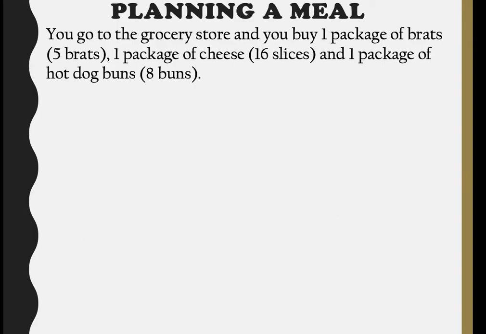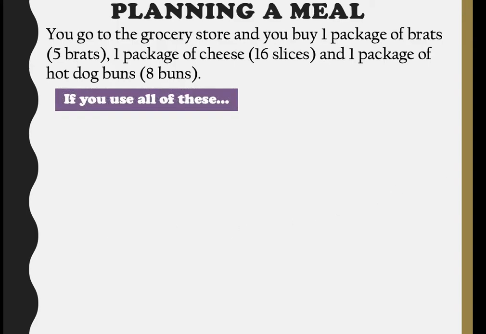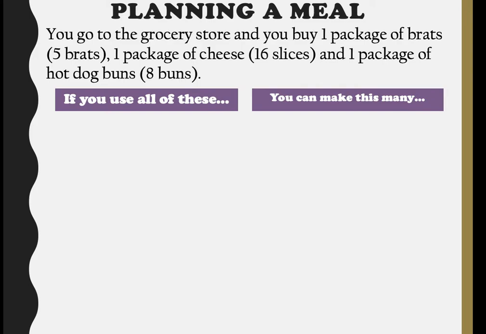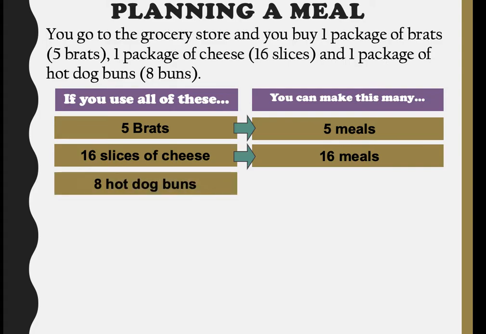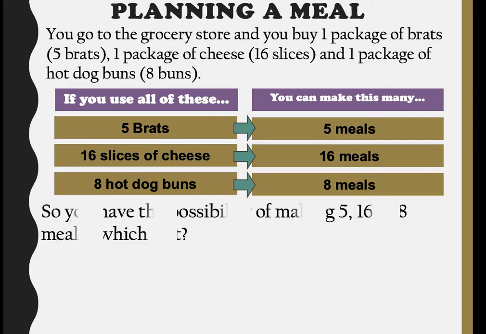If we wanted to predict the amount of meals that you could make with these ingredients, if we went by only the brats, you'd be able to make 5 meals. If we went by only the cheese slices, based just on the cheese, and you had unlimited everything else, you could only make 16 meals. And if we went by only the hot dog buns, and let's say you had unlimited everything else, but 8 hot dog buns, you can only make 8 meals.